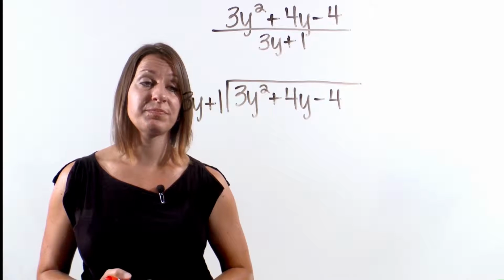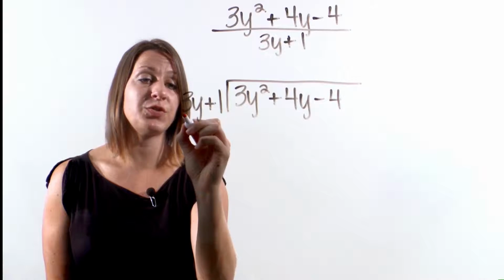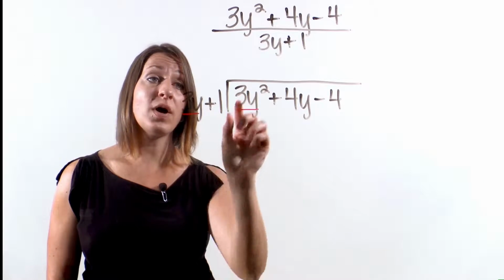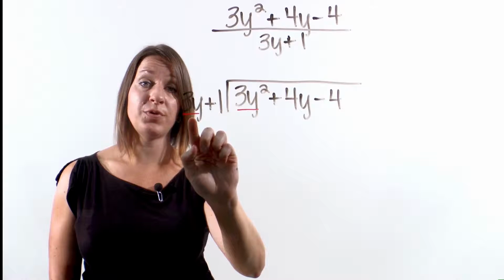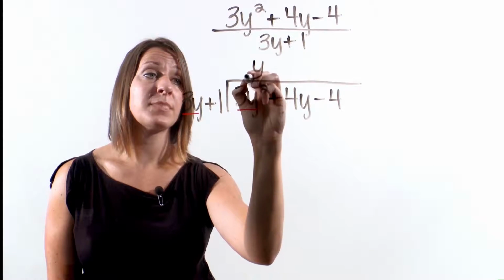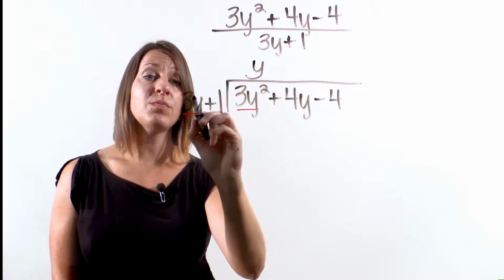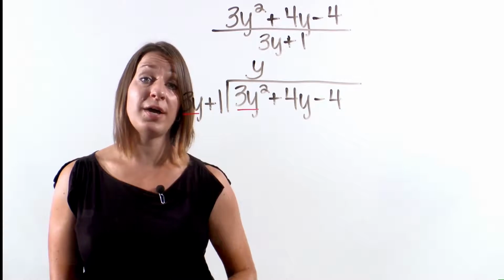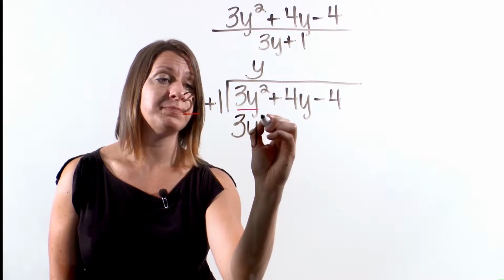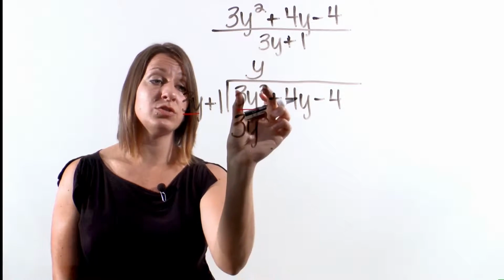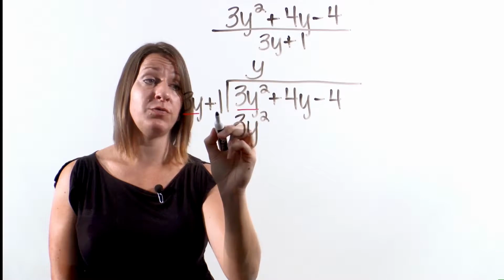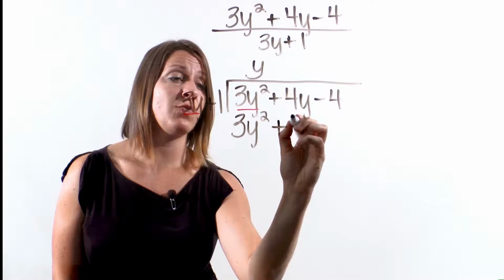Now we're ready to start. How many times does 3y go into 3y squared? Or what number, when you multiply it by 3y, gives you 3y squared? That would be a y. We're going to put y on top, and then we're going to multiply y by this binomial, 3y plus 1. Y times 3y is 3y squared. We're going to be careful to line this one directly underneath the other y squared term. Then we're going to multiply y times positive 1, which is a positive 1y.